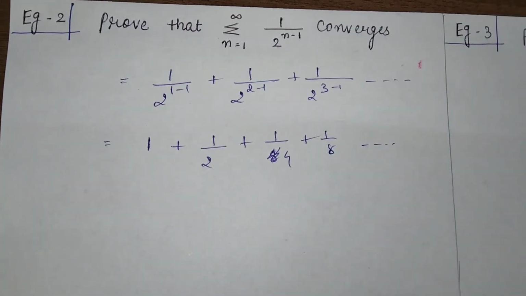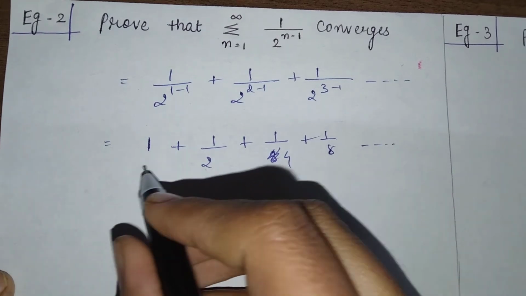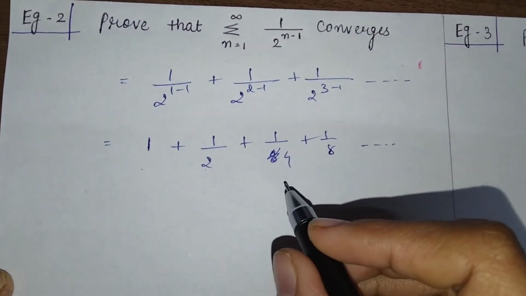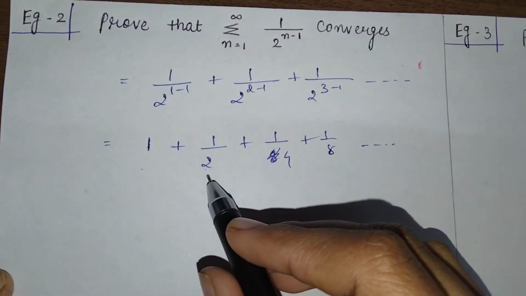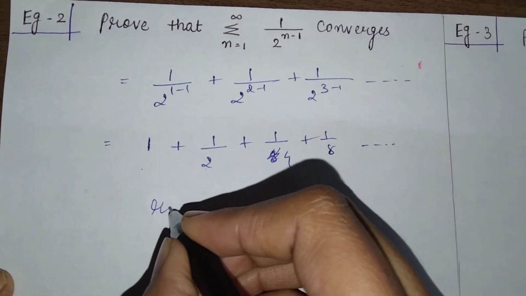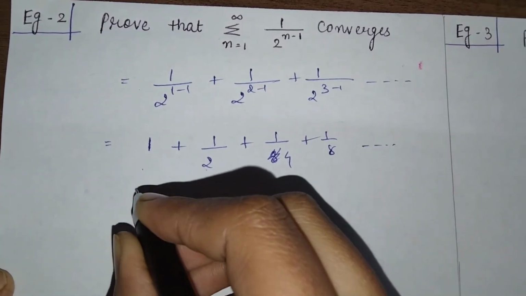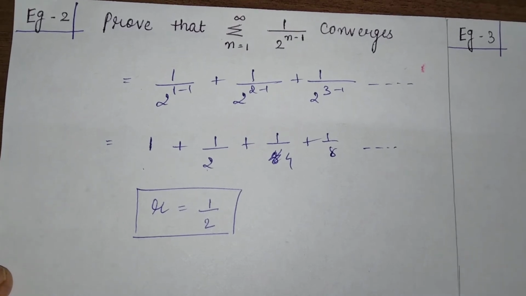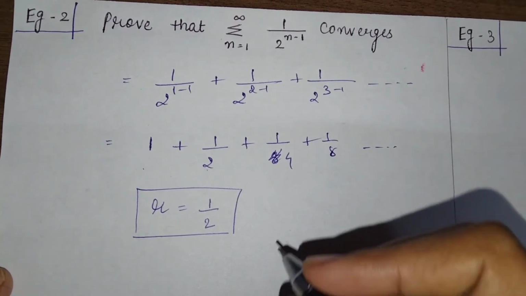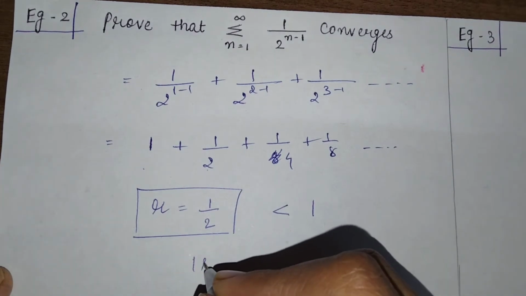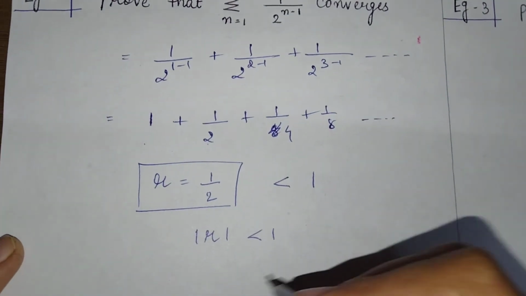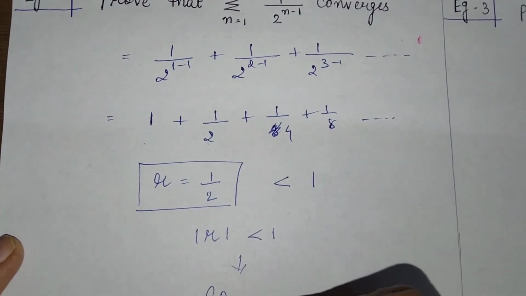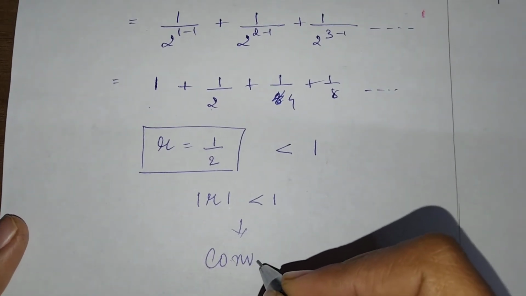Okay, so from this we can say that it has a common ratio, that is 1 by 2. If we divide, we get 1 by 2, and 1 by 4 divided by 1 by 2 also gives 1 by 2. So we can say that the common ratio for this series is 1 by 2. Okay, and as 1 by 2 is less than 1, that is mod r is less than 1, the given series is again convergent.